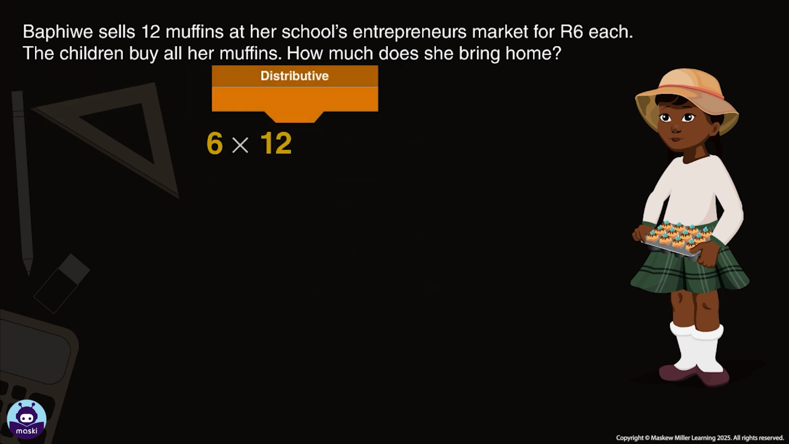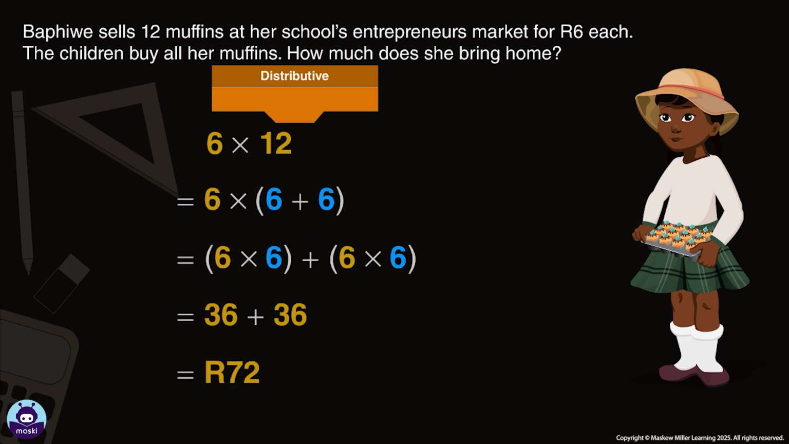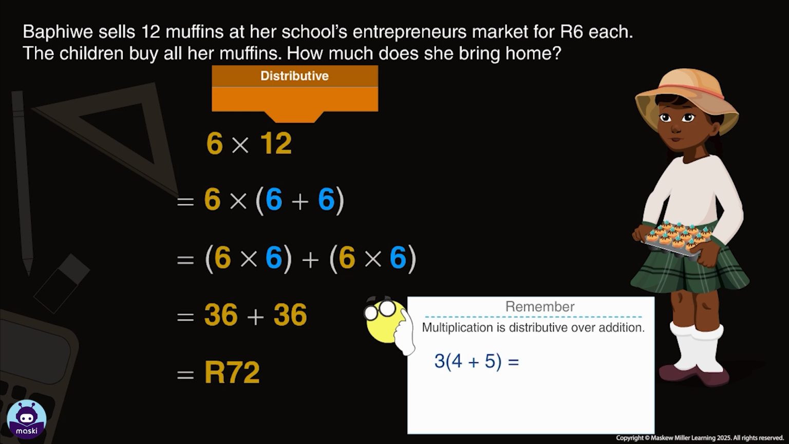Distributive property: you can also use the distributive property of multiplication over addition to make your calculation easier. Remember that multiplication is distributive over addition. This means that the result of multiplying a number by the sum of numbers is the same as the result of multiplying each number separately.